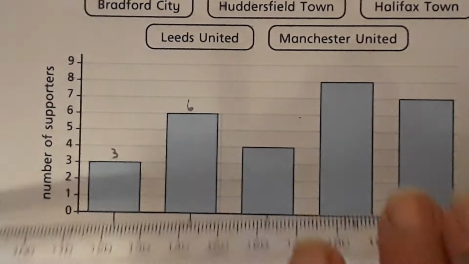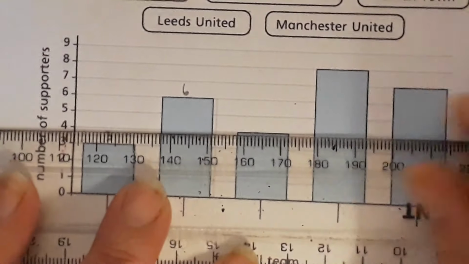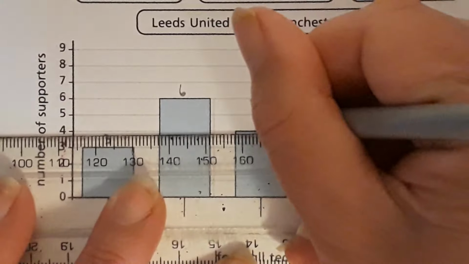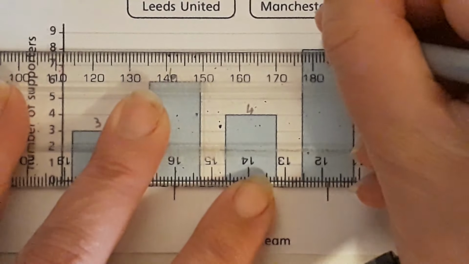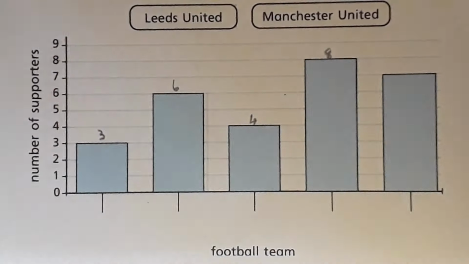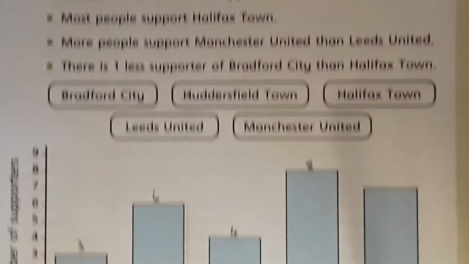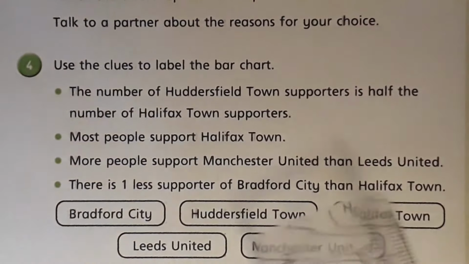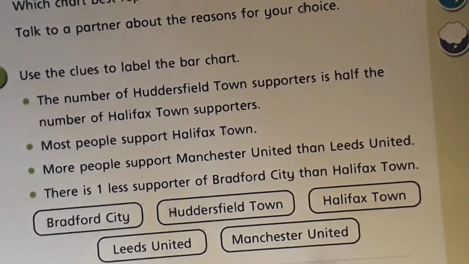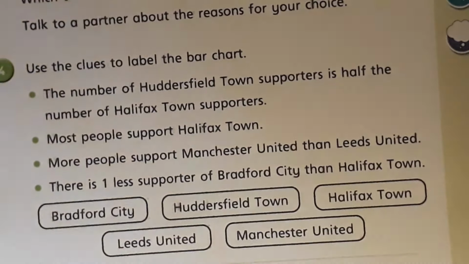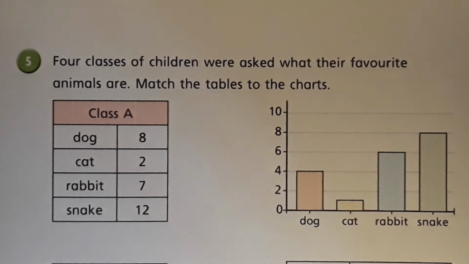Here comes my ruler, because the further they get away from the axis, the more likely you are to make a mistake. So that one's worth 4. That one's worth 8. And you can finish off, and then you'll be able to go through systematically and work out which football club is represented by each bar. And last quick hint tip for today, again, work systematically, read all of the information, and then you won't make mistakes.